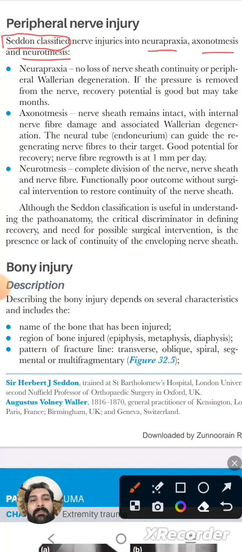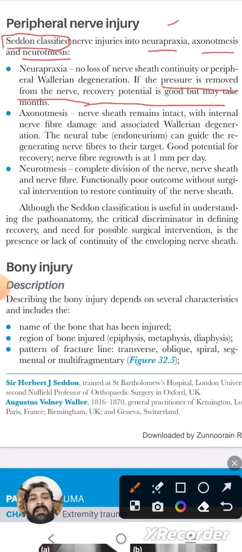Neuropraxia. Praxia means to perform. Apraxia, not performing. Neuropraxia is a physiological conduction block. Nerves are not performing, but there is no structural abnormality. There is only a physiological conduction block. There is no Wallerian degeneration. When the pressure causing the neuropraxia is removed from the nerve, recovery potential is good. Nerve will recover on its own, but it may take some time from weeks to months.